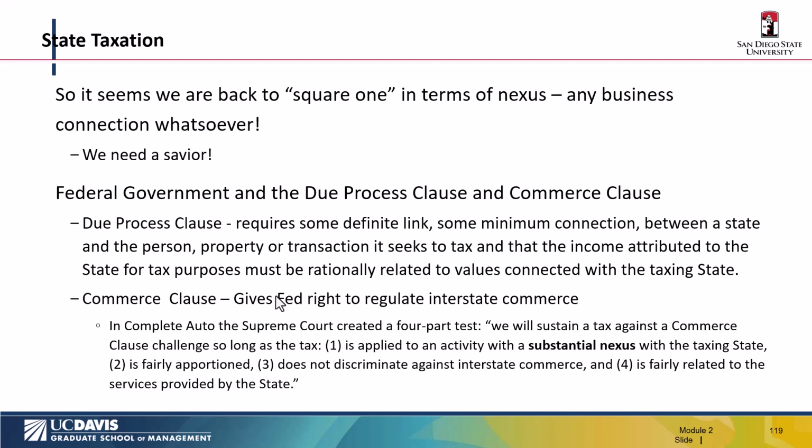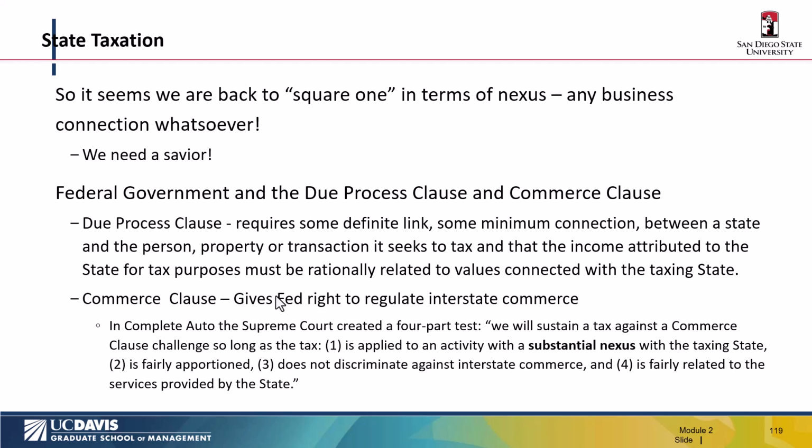But the first ones come right out of our U.S. Constitution. And the two clauses that we see most often referred to are the Due Process Clause and the Commerce Clause. So the Due Process Clause says there needs to be some definite link, some minimum connection between a state and the person, property, or transaction it seeks to tax, and that the income attributed to the state for tax purposes must be rationally related to values connected with the taxing state. So this is where, does me flipping open my laptop in the airport give me that minimum connection that's required? And I don't know, right? It's hard to know that, right? There's not a bright line test.